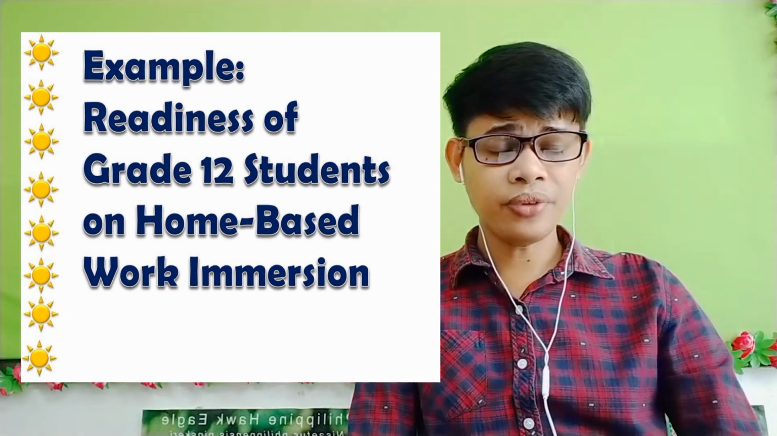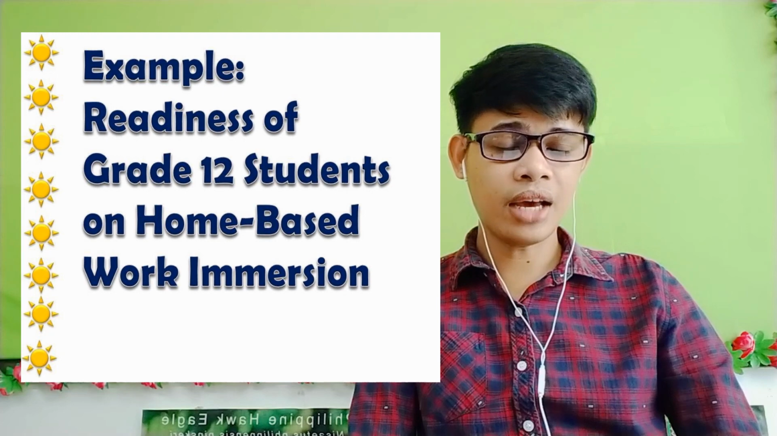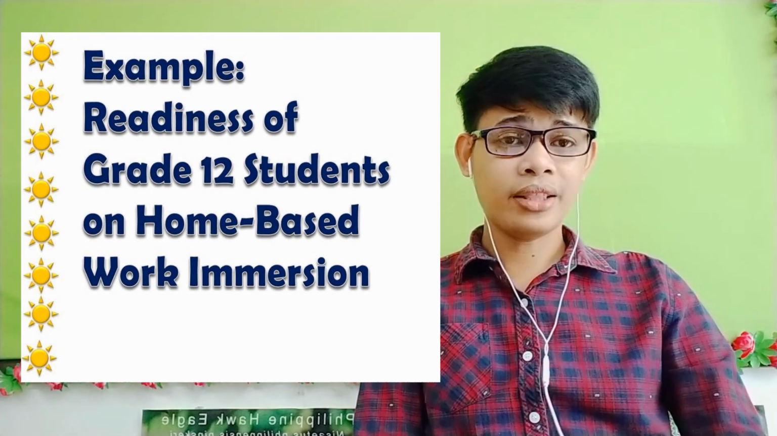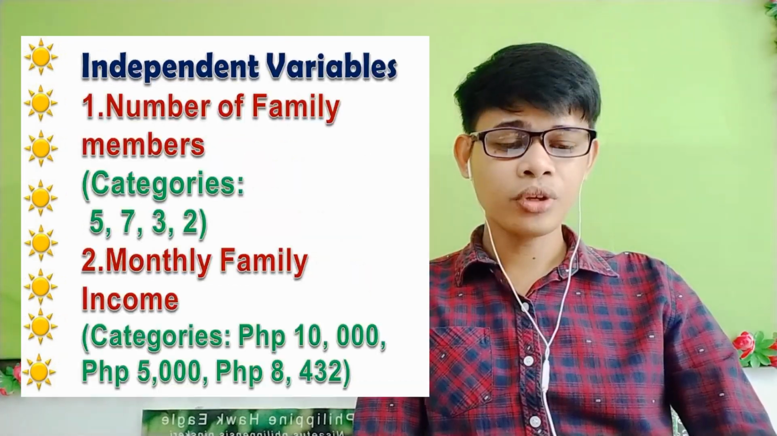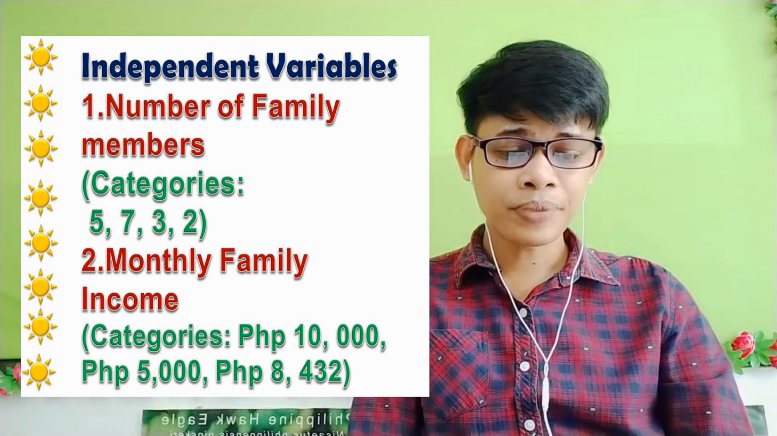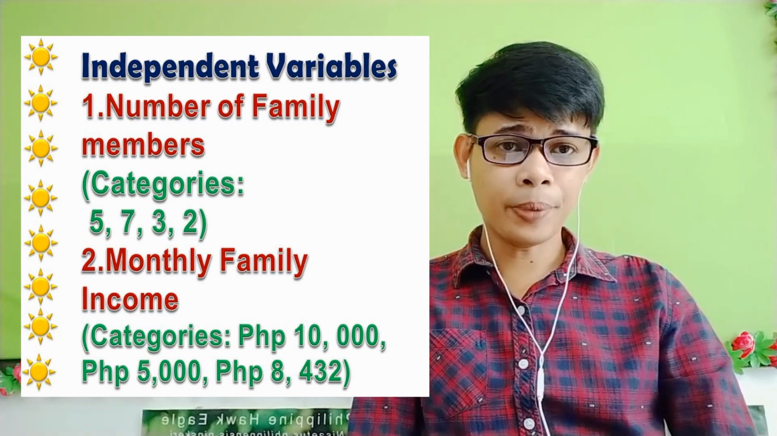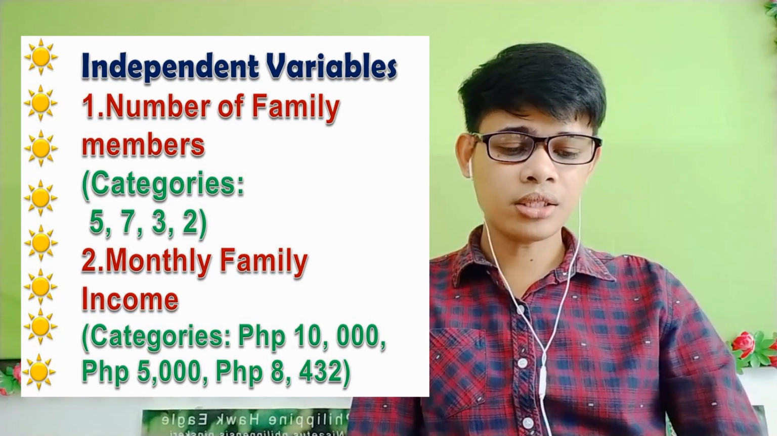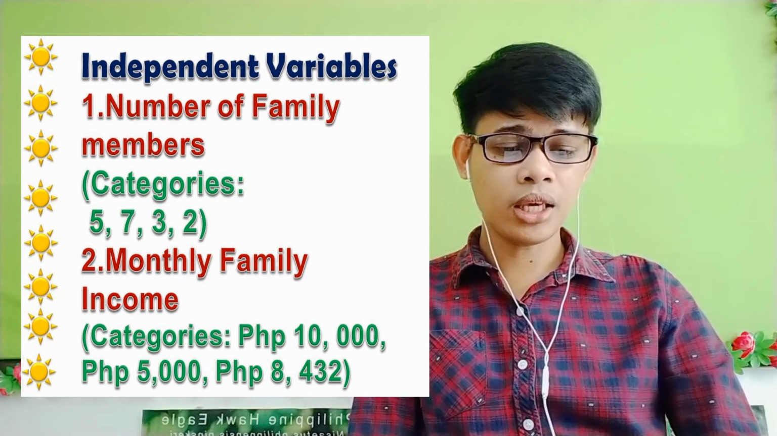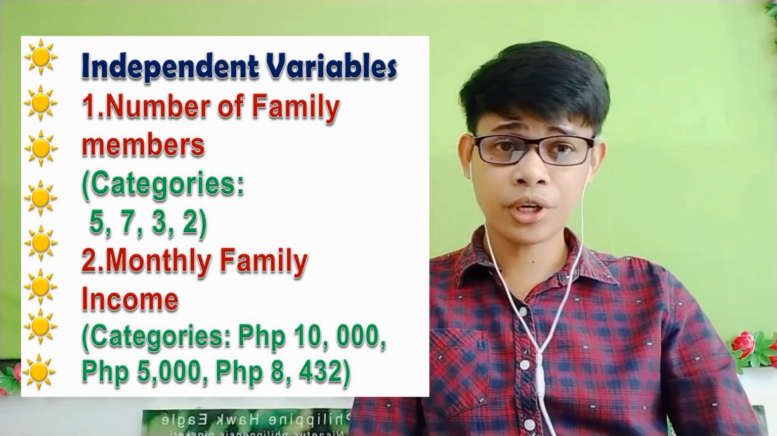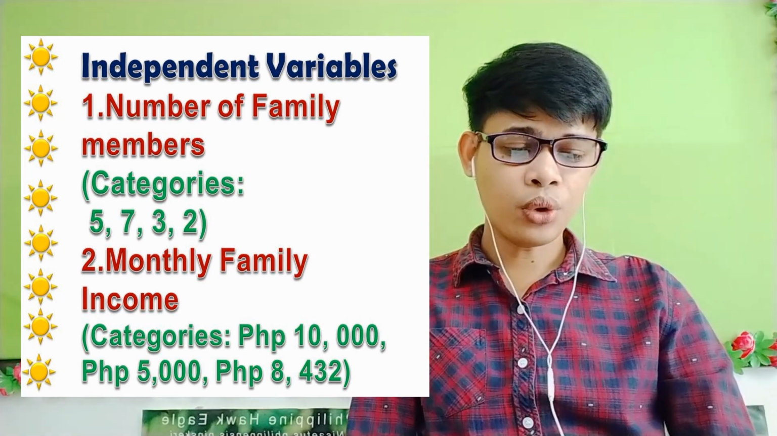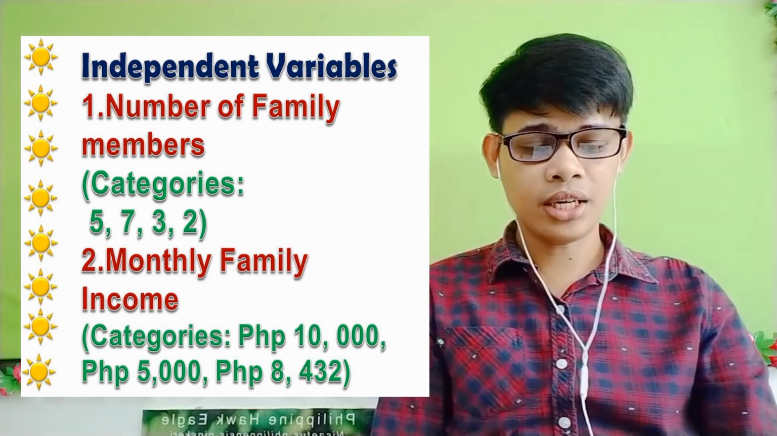So in our case, we have here an example of categories for the level of readiness. It could be very ready, ready, somewhat ready, or not ready. On the other hand, the independent variables that we will have here will be the following. Since our research samples are the grade 12 students, the probable independent variables related to them will be, one, the number of family members where the grade 12 students belong. For example, they have 5, 7, 3, or 2 members in the family.